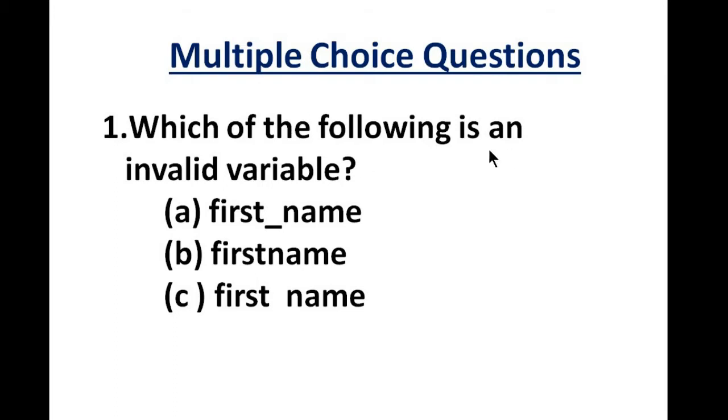Which of the following is an invalid variable? We have studied variable naming conventions. Based on that, find out which is invalid. First, space name, option C. Why? Because space is not allowed in variables. You can use only a single special character, that is the underscore.